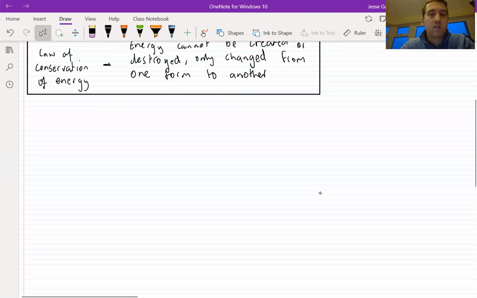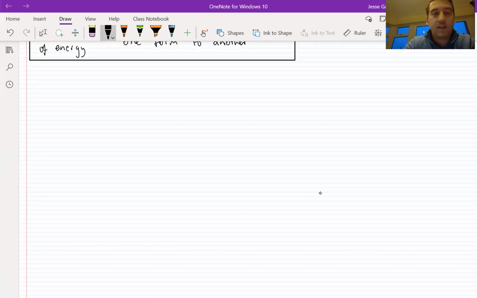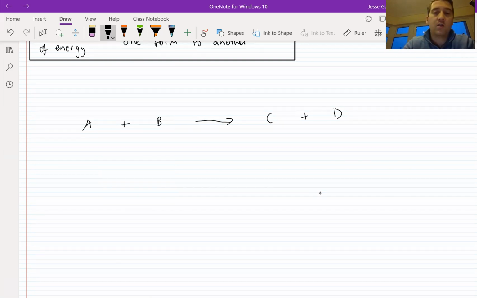Now, we're just going to recap another idea, and that is, let's take, for example, we have our A plus B, and we're producing 2 products, C plus D. What substances are the products in this reaction, please? Speak your answer to the screen on 3. 1, 2, 3. You should have said that C and D are the products. So these are the products, and the reactants are on the left. We've got the reactants and the products.